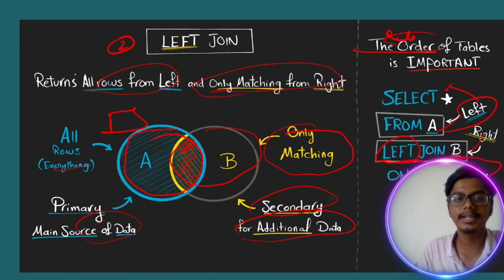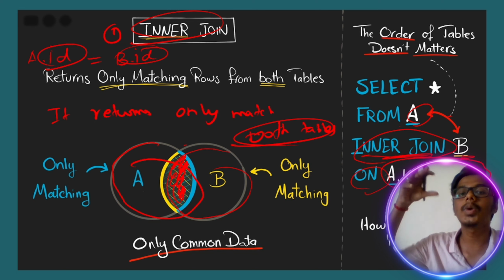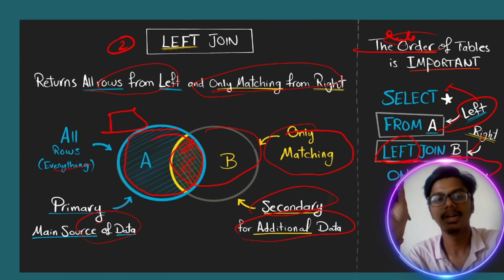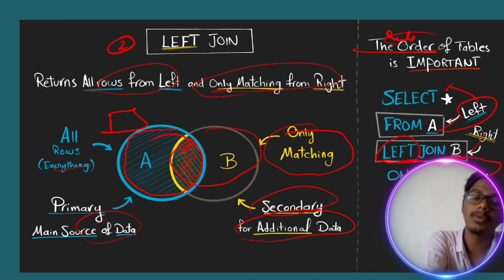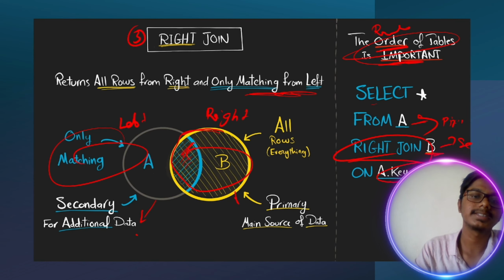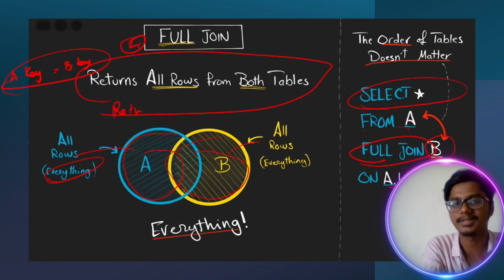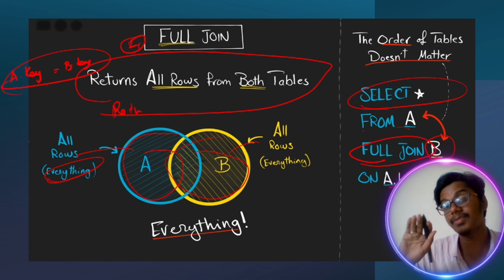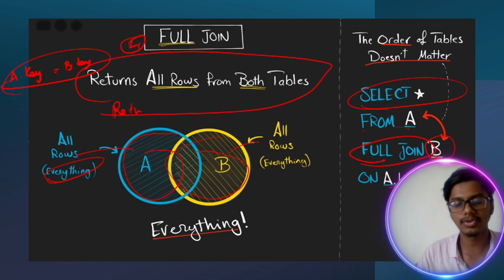So far we have seen four joins. First, the inner join: it returns only the matching rows. Later, the left join returns all the rows from the left and only the matching rows from the right. The right join returns all the rows from the right but only the matching rows from the left. And the full join returns all rows from table 1 and all the rows from table 2. That's what I'm going to teach in these four sessions.